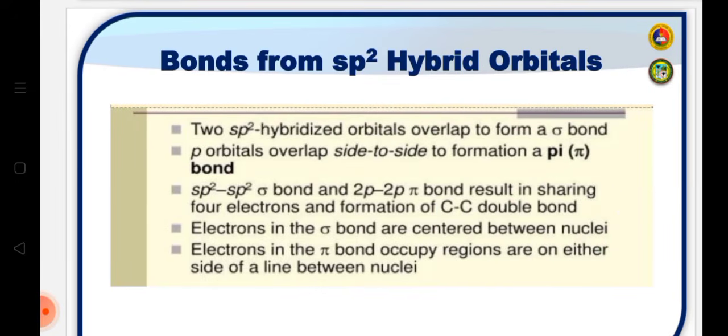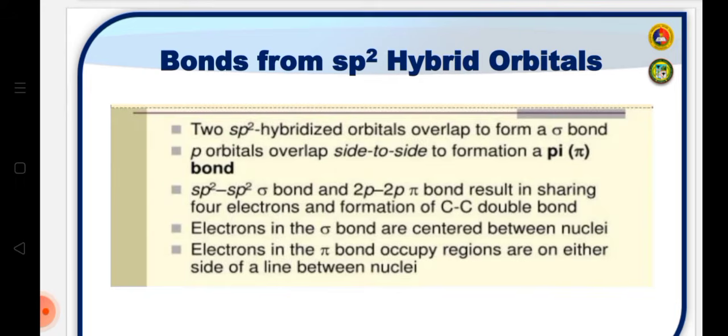And then let's proceed to the bonds from sp2 hybrid orbitals. Okay? So two sp2 hybrid orbitals overlap to form a sigma bond. Again ha, ang sigma bond is single bond, and p orbitals overlap side to side to form a pi bond. Ang pi bond is double bond. So sp2 sigma bond and 2p-2p pi bond result in sharing 4 electrons and formation of a carbon-carbon double bond.